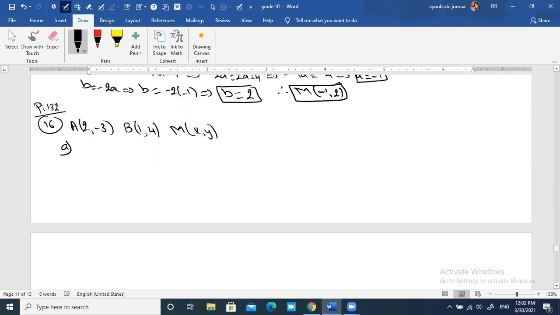Part A. Find x and y so that M is the symmetry of A with respect to B. And in part B, same question, find x and y so that O is the centroid of triangle ABM. Try to solve it. Try to find x and y.